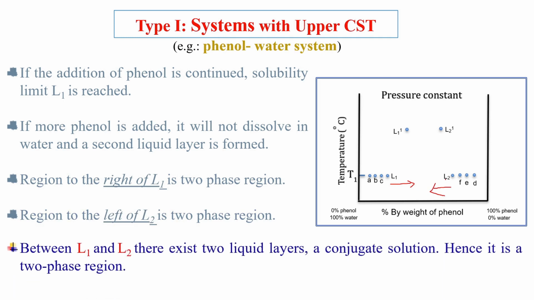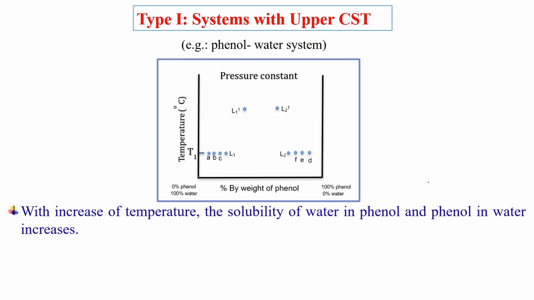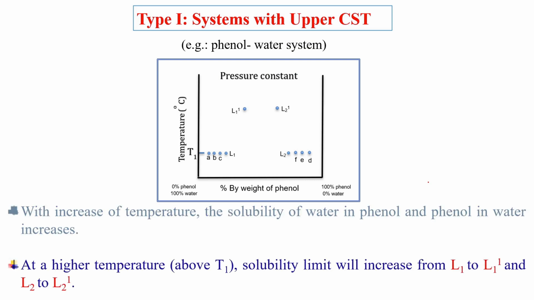Therefore, between L1 and L2, there exist two liquid layers, that is called conjugate solution. Hence, it is a two-phase region. This whole region is a two-phase region. If we increase the temperature, the solubility of water in phenol as well as phenol in water increases. At higher temperature, that is above T1, the solubility limit will increase from L1 to L1 dash, similarly L2 to L2 dash.